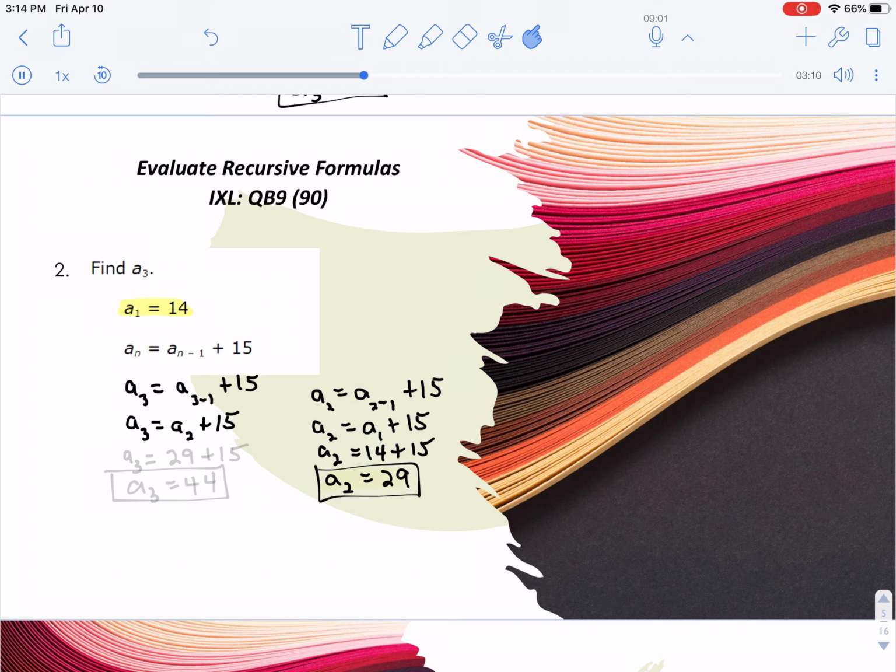Now I need to use it to find a sub 3. So I go back over to what I was doing before, and I say a sub 3 is a sub 2, which is 29, plus 15. So a sub 3 is 44, and there's a sub 3. So this is the drawback of a recursive formula, that you have to know the previous terms in order to find the next terms. Let's look at another one.